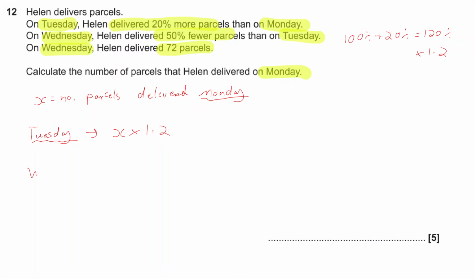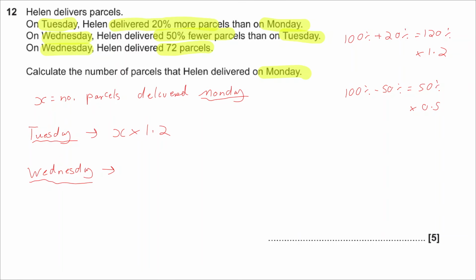And then on Wednesday, Helen delivered 50% fewer parcels than on Tuesday. Now 50% fewer, again, you always start at 100%. If it's 50% fewer, you are decreasing by 50%, which is going to give you 50%. So as a percentage multiplier, you're going to be timesing by, well, 50 divided by 100 is 0.5. And on Wednesday, Helen delivered 50% fewer parcels than Tuesday. So 50% fewer than this number.